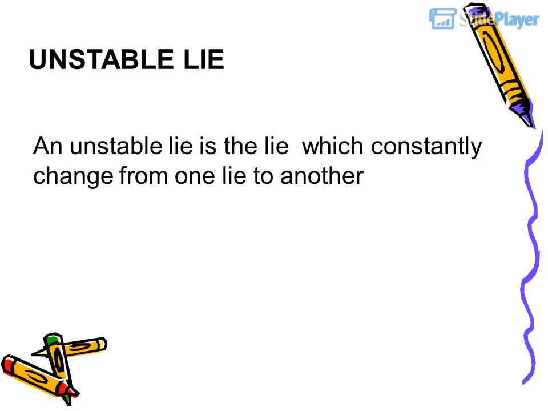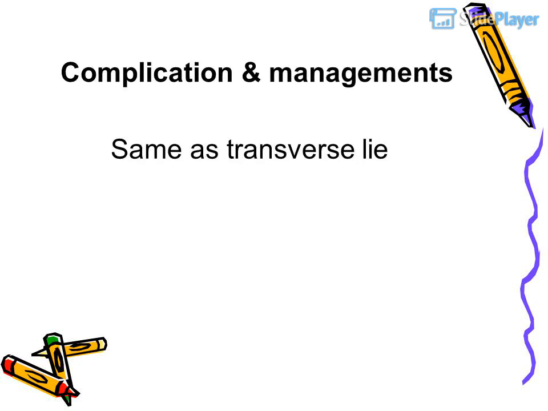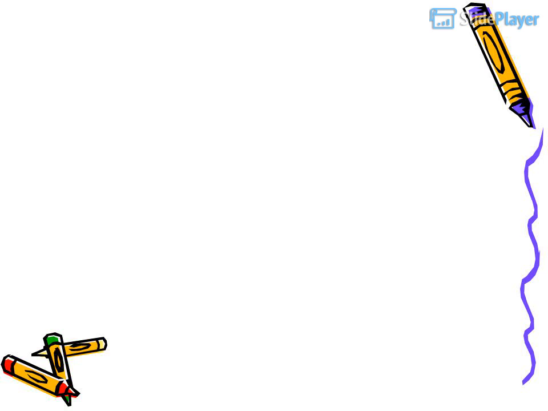An unstable lie is a lie which constantly changes from one lie to another. Unstable lie is associated with placenta previa, pelvic or uterine mass, multiparity, prematurity, polyhydramnios, fetal abnormalities. Complications and management are the same as transverse lie.